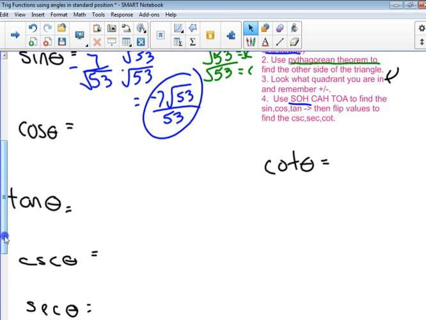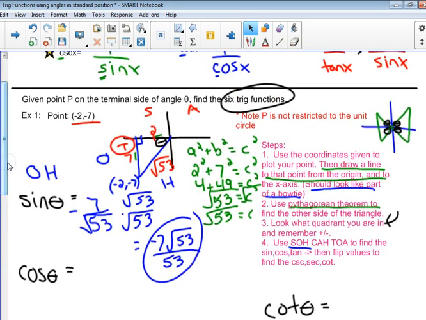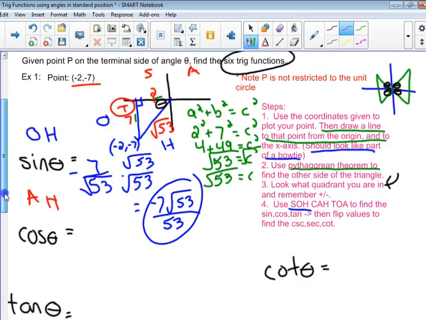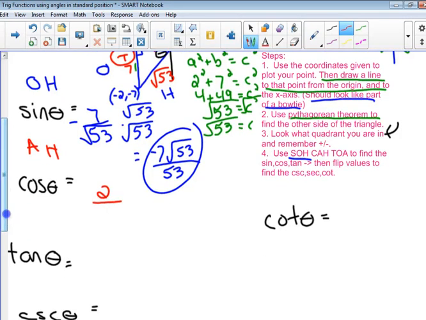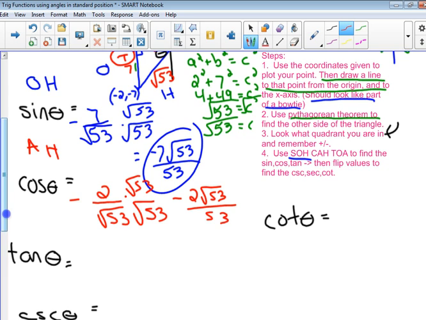Okay. So for your cosine, when you guys look up here, cosine is adjacent over hypotenuse. So the adjacent would be your 2. And then you said over radical 53, there you go. Make it negative because you're in the T quadrant. Just like the last one, you guys are going to have to rationalize. You get negative 2 radical 53 over 53.